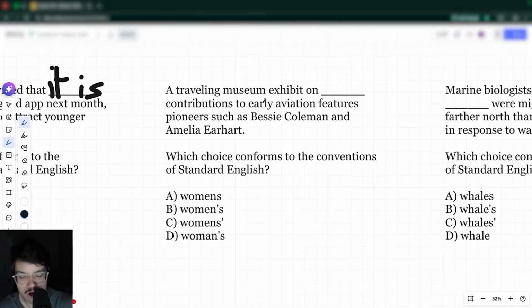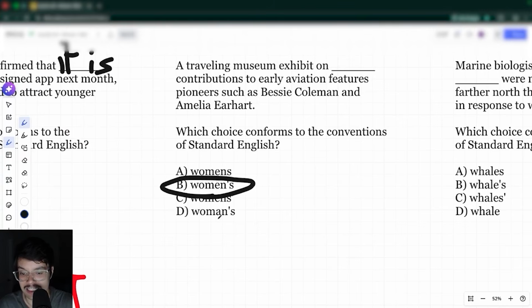Next one here, a traveling museum exhibit on women's contributions to early aviation features pioneers such as Bessie Coleman and Amelia Earhart. Here's that rule that I told you before. This is a plural word for sure, multiple different women, but it doesn't automatically end in S, so we have to go back to the regular singular thing, so B would be the answer. Note that's not D, because D actually changes the word up. It has the A in there instead of E. You have to have the E to make it plural.